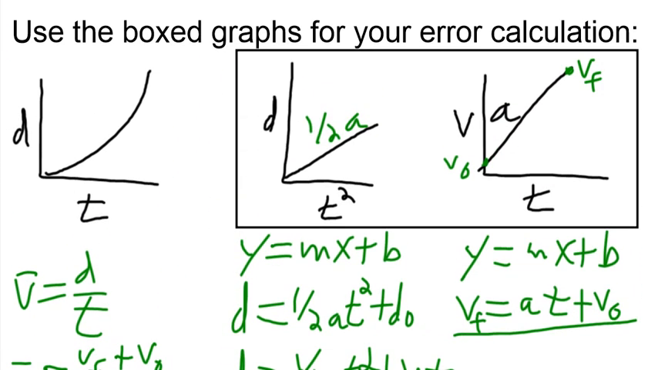Now, as a quick reminder, for the lab, you're going to do your percent difference calculation, which is given to you in the OneNote file. You will multiply the dt squared slope by 2, and then compare that to the vt slope to compare your accelerations. And that'll be it.